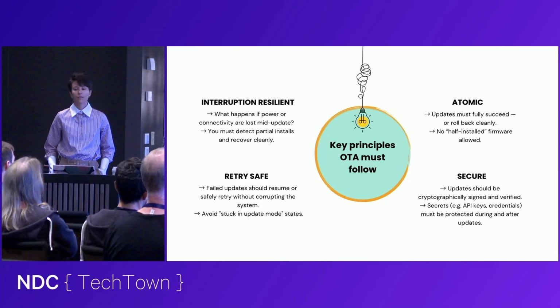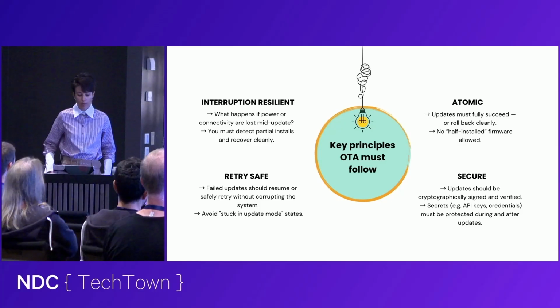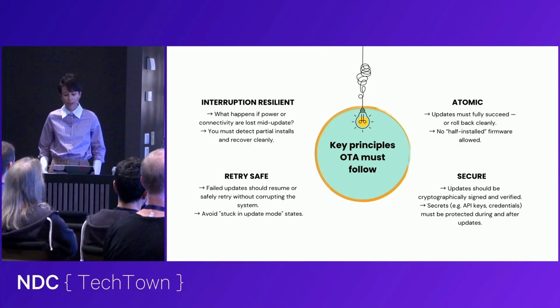First of all, we have interruption resilience. What happens if you have tried to update your device, but it's interrupted? It can happen for many reasons. For example, it lost network, it lost power. Whatever the reason is, the device must be able to recover from that state. It can never get stuck in a state which is in between the update state. It must be able to come back to the previous working version.